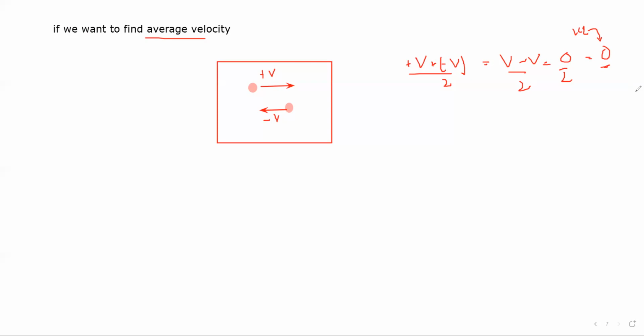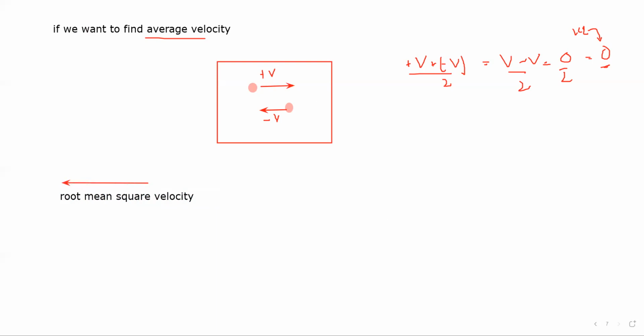So what we take is the root mean square speed, or root mean square velocity. So root mean square velocity. The name is root mean square, but what is done? First we take a square, then we take a mean, and then we take a root.